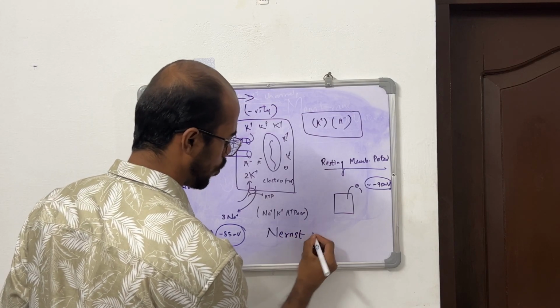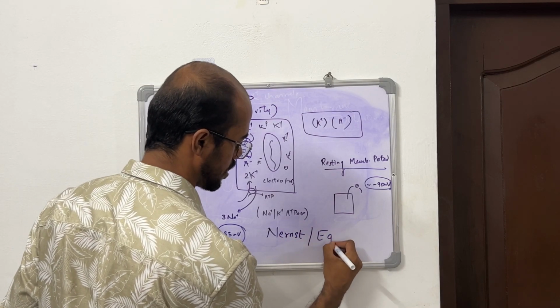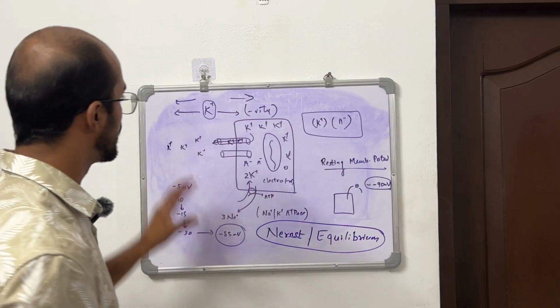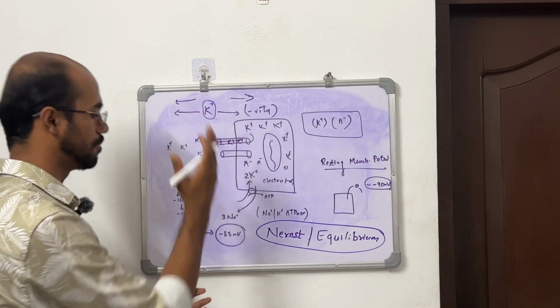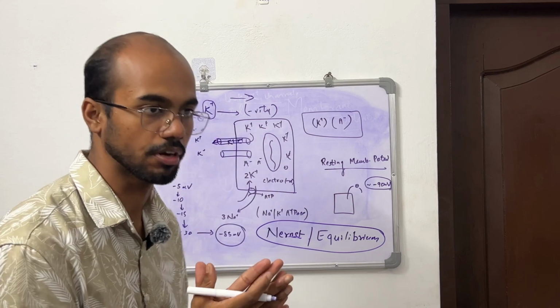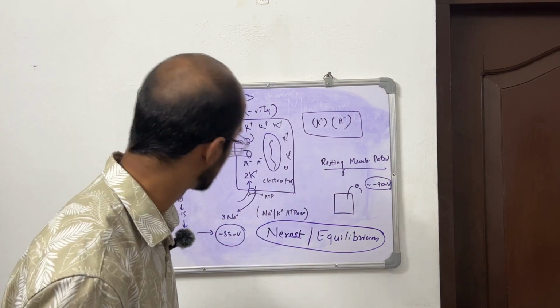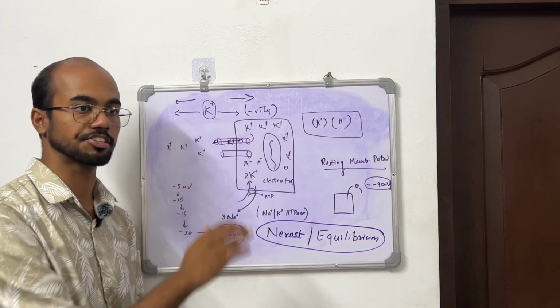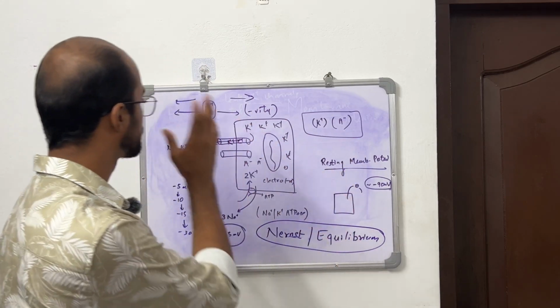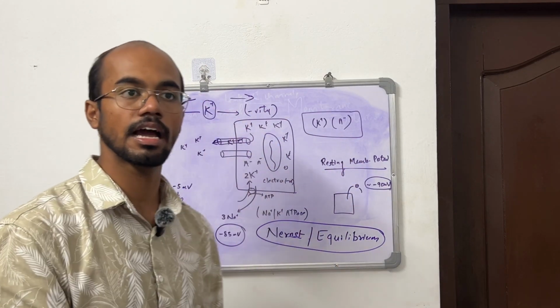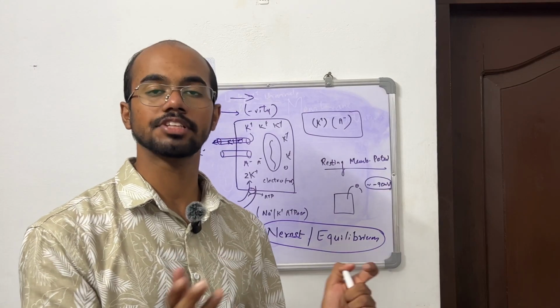Nernst potential or the equilibrium potential. Okay. So here we can say the Nernst potential or the equilibrium potential of potassium is around negative 85 millivolt, because at this potential there is no net movement of potassium either into the cell or outside the cell, because both the concentration gradient and the electrical gradient are equal and they cancel out each other.